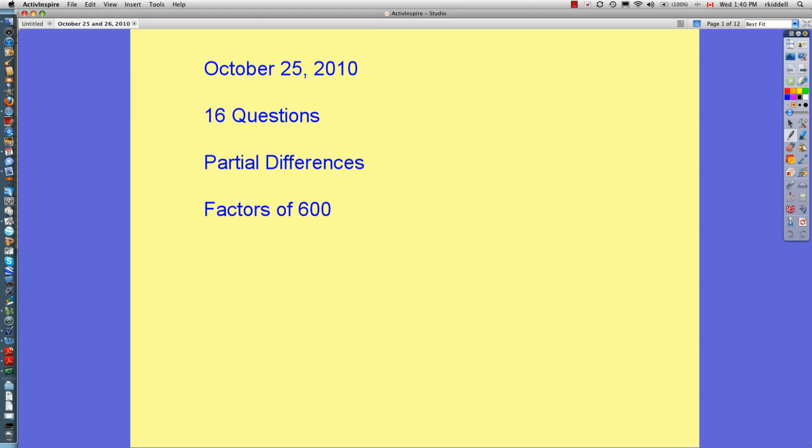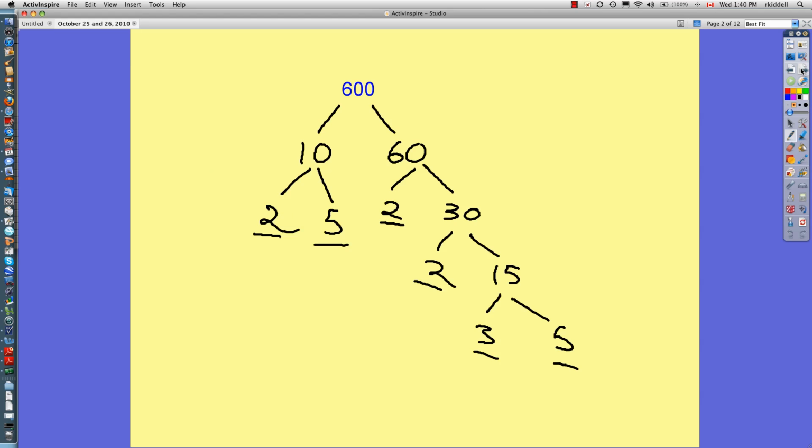October 25th, 2010, 16 questions, partial differences, factors of 600. 600 is a fun one to do prime factorization of because it's really quite simple. You can do 20 times 30 or 10 times 60, always with the factor tree.